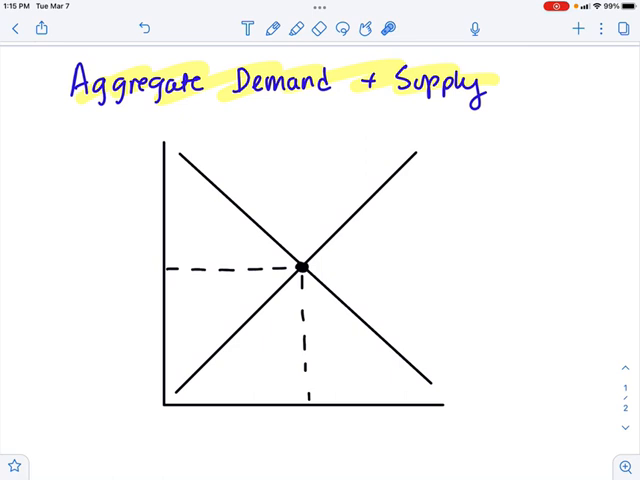So when we talk about aggregate supply and aggregate demand, we're not talking about the market for jeans or the market for apples or the market for gasoline. We're talking about what if we took all of the goods and services in the economy and put them together.